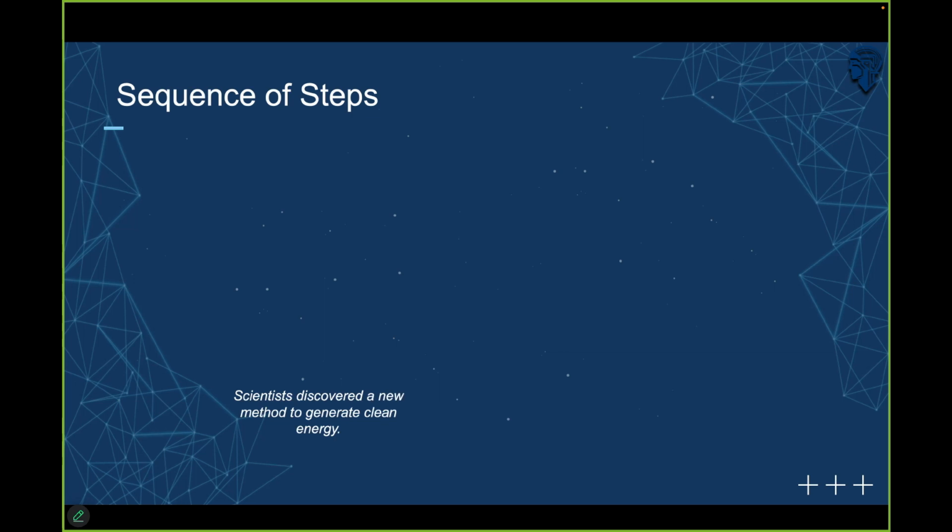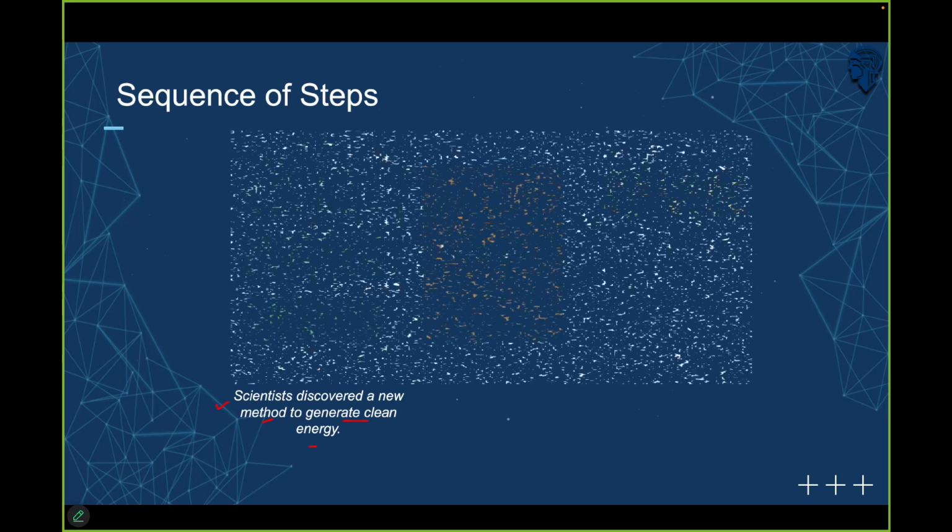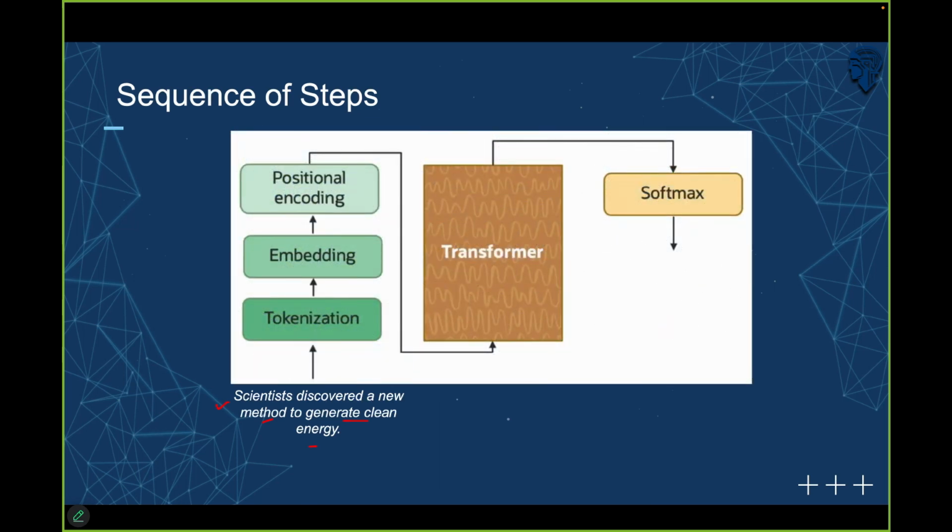Sequence of steps. We will try to understand these steps, what I explained in the previous slide, one step at a time, going extremely slowly, one point at a time. Like, scientists discovered a new method to generate clean energy. This is our text. The sequence of steps for this would be first tokenization, then embeddings, then positional encodings, then Transformer, and then softmax.